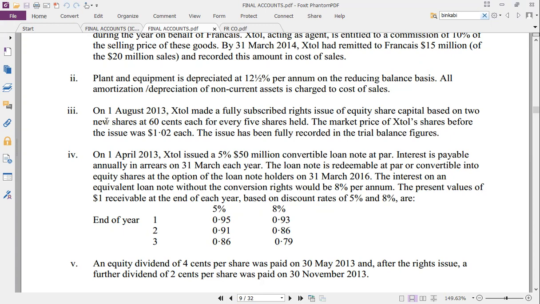Consider the rights issue has 2 features. Some of the shares were for free, some of the shares were at full market price. So this note will not affect your final accounts. No, a rights issue does not affect your final accounts.